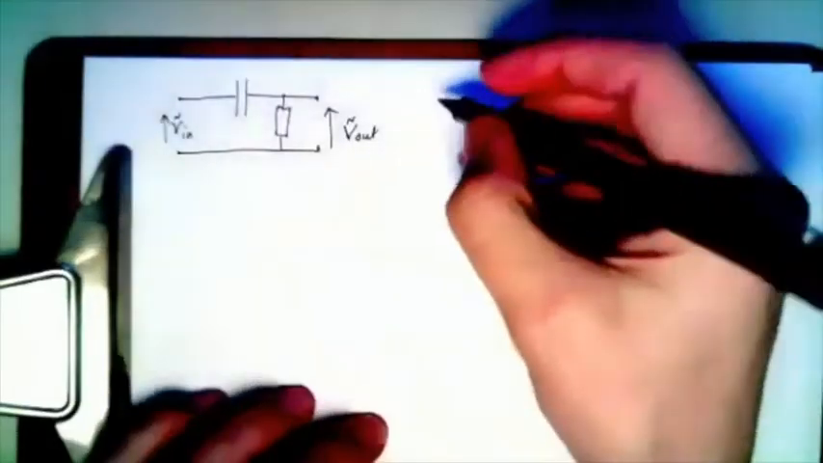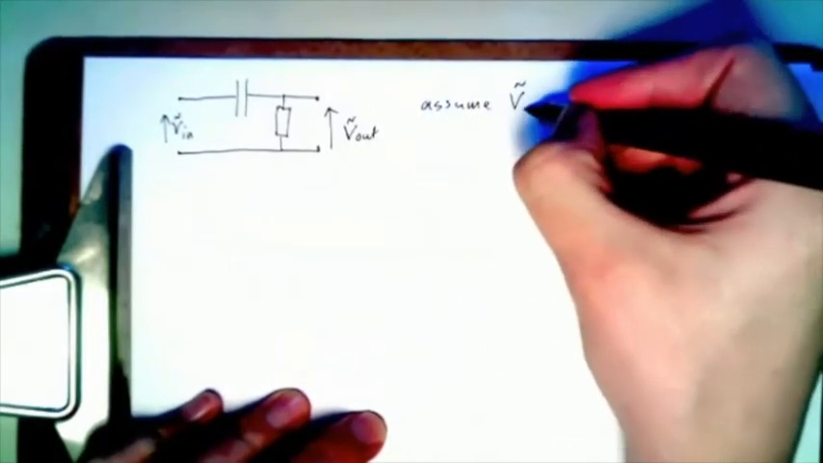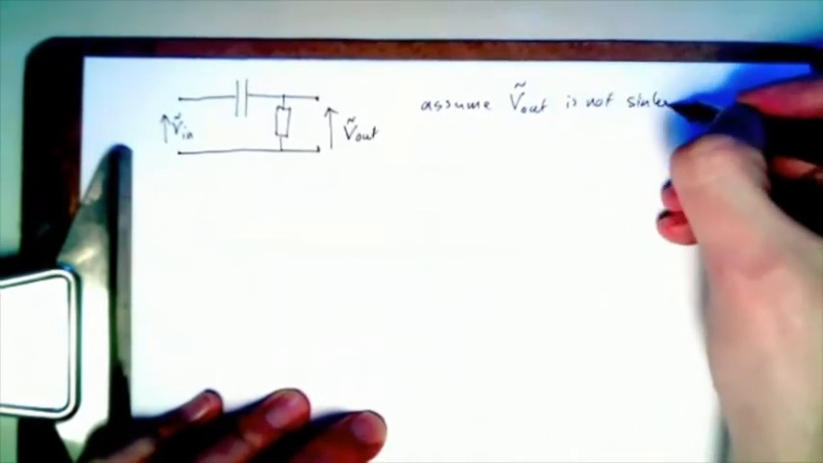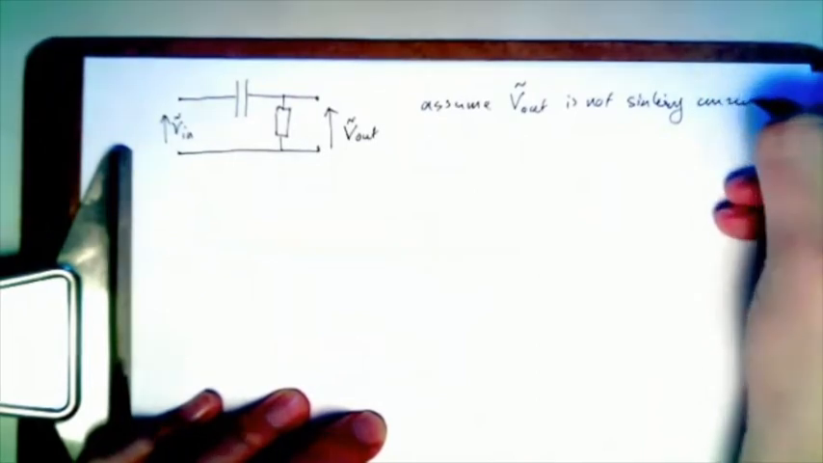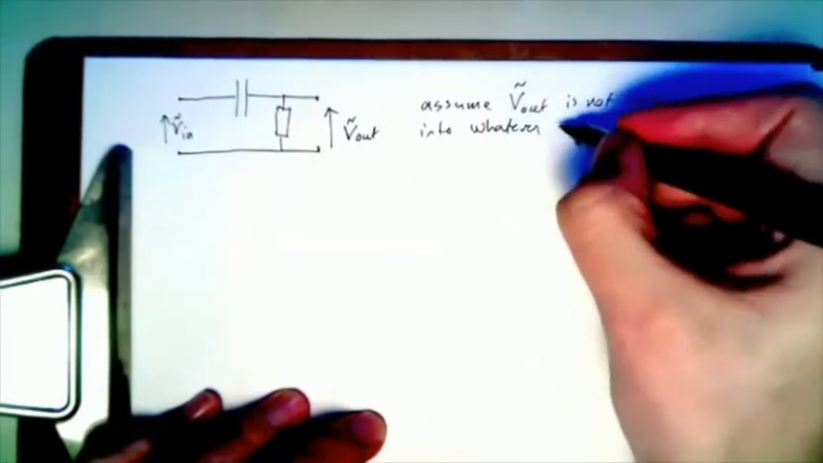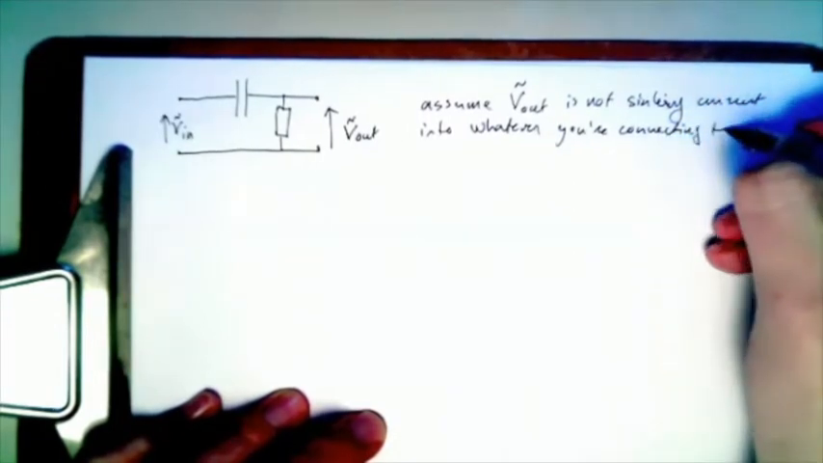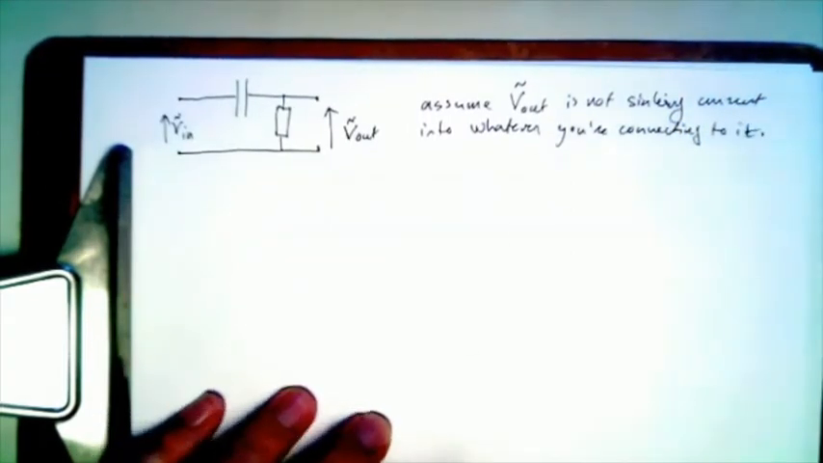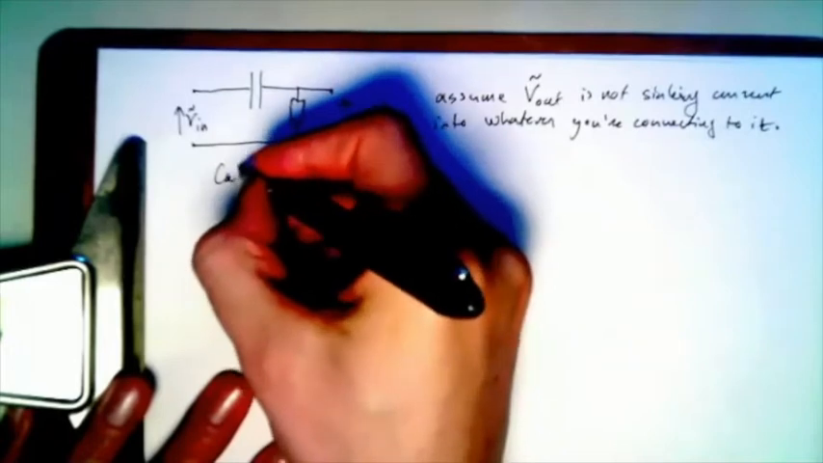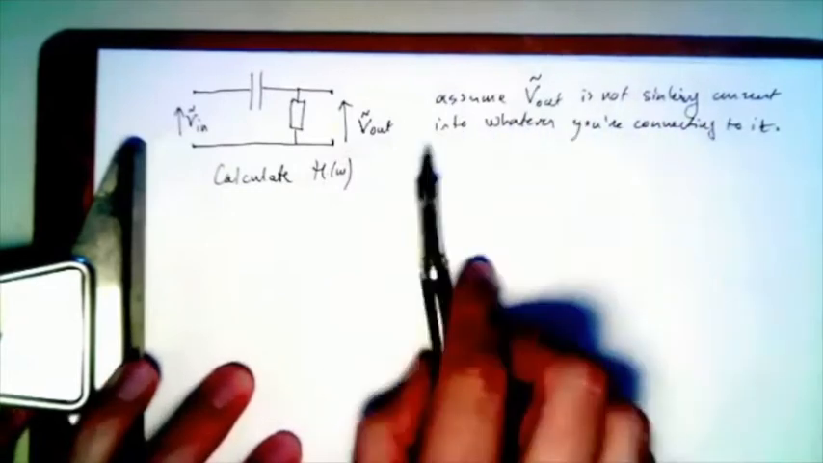Okay, so assume V out is not sinking current into whatever you're connecting to it. All right, now here we go. Calculate H omega for this filter.